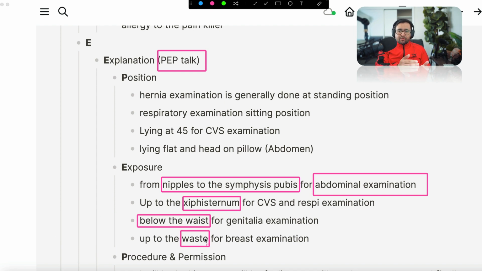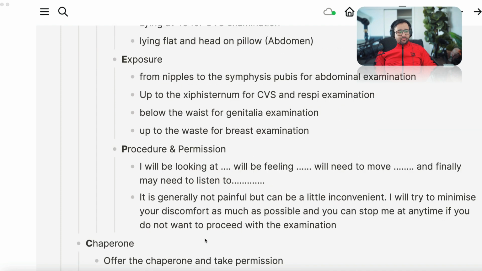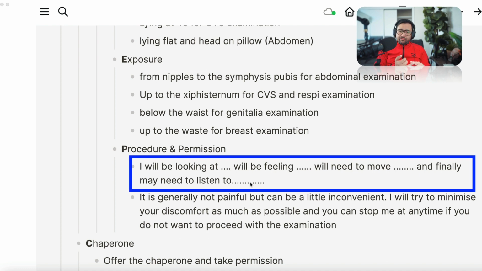And then after the exposure, you have to explain the procedure to the patient so that they understand what is going to happen. So how do you do that? Let's talk about that for a moment. Procedure and permission. So regarding the procedure, a general approach is most of the examinations are done by look, feel, move, and listen, right? So this is what you'll modify from one case to another case.